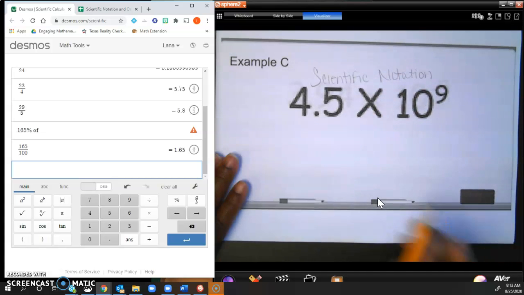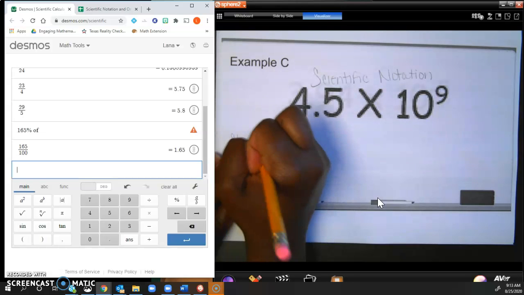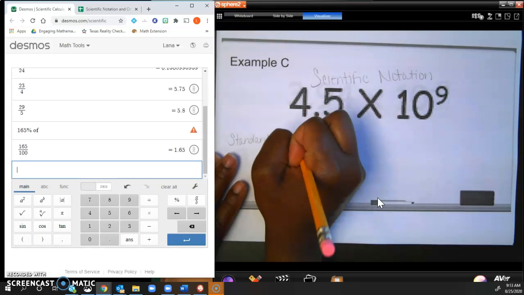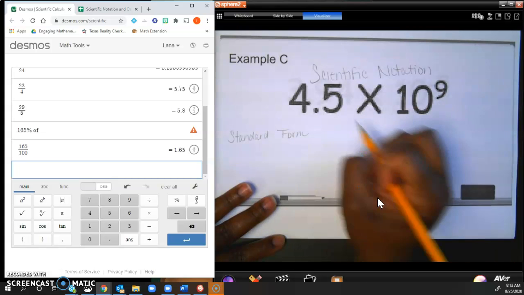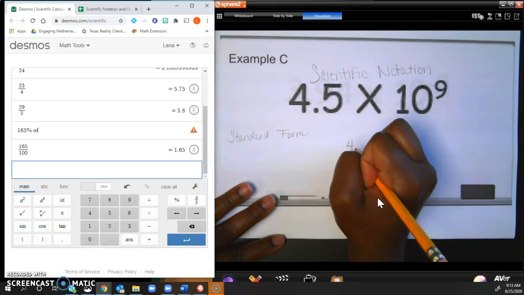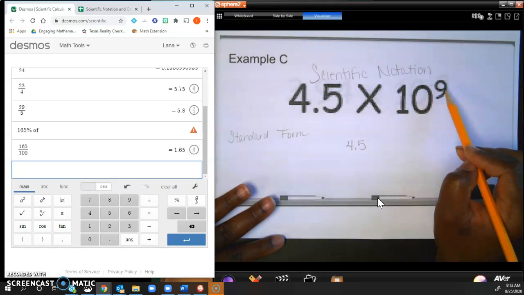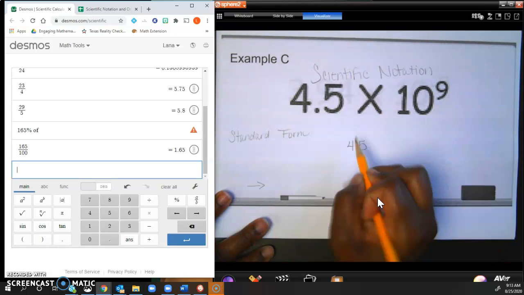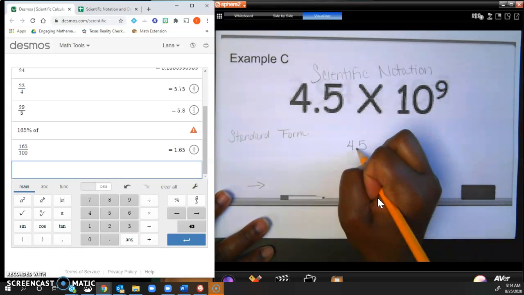Okay, I'm going to write it in standard form. Since this is a large number, I have 4.5 times 10 to the ninth power. Since this is a large number, I will be moving this decimal to the right. Since it's to the ninth power, I'm going to move my decimal 9 times.